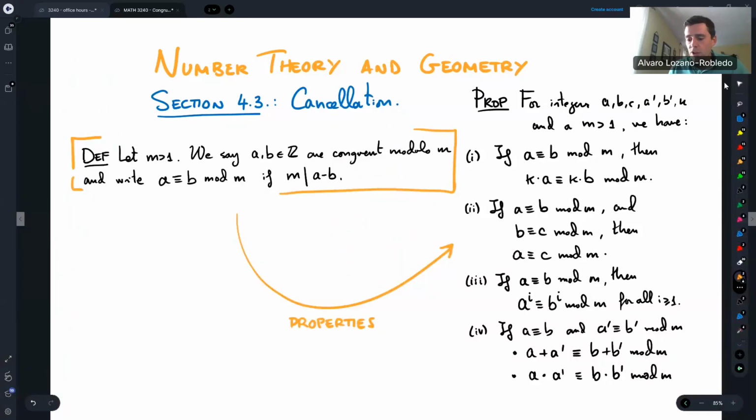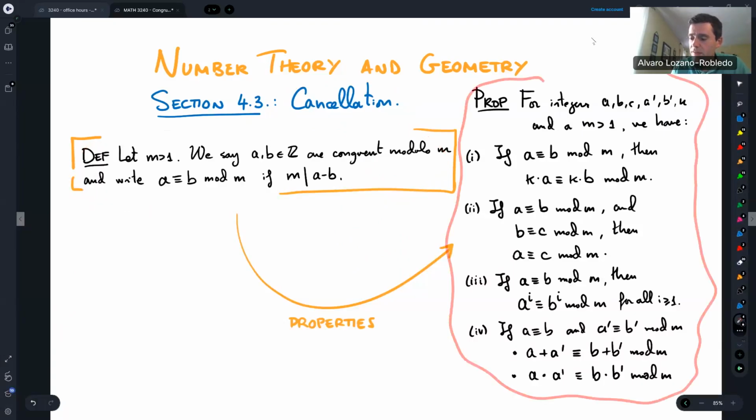Hello. So in this video, we're going to continue studying properties of congruences. And one property that is very important is cancellation. If you remember, here's the definition of congruence, and here are the properties that we've proved so far, and we've seen several examples of why those are very useful.